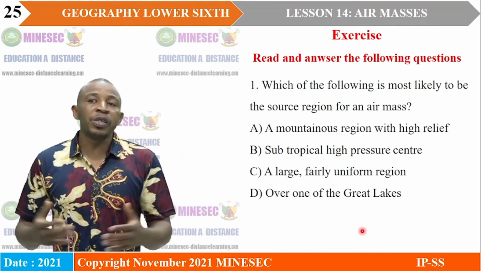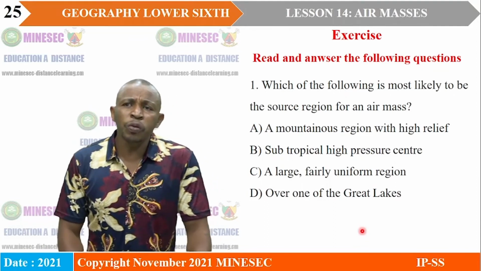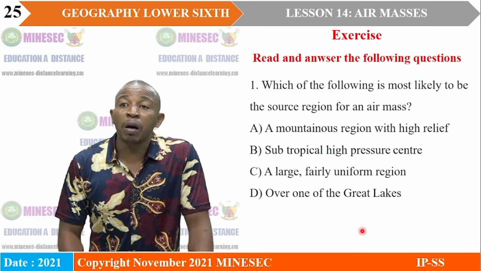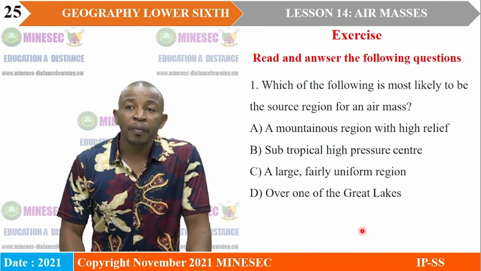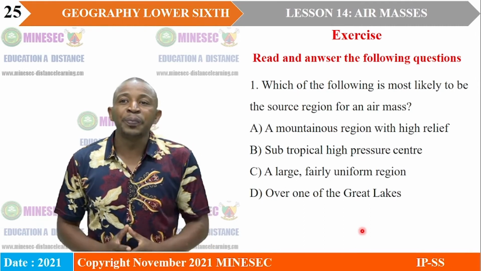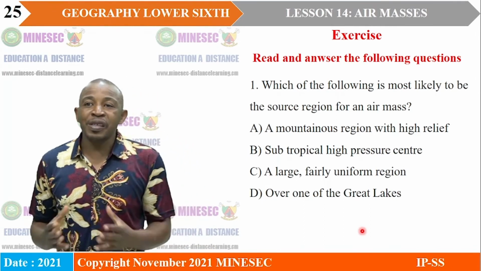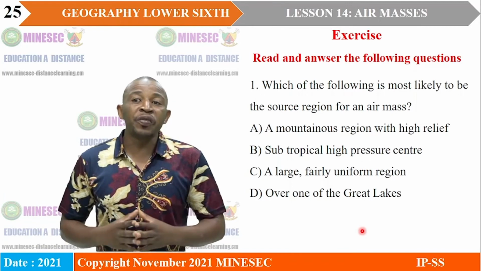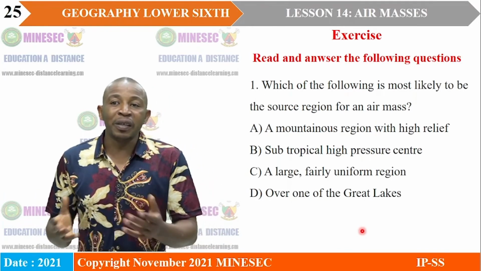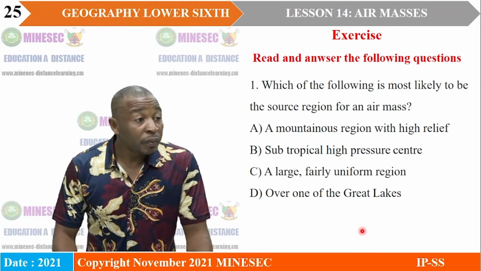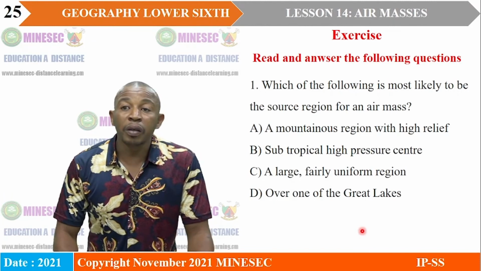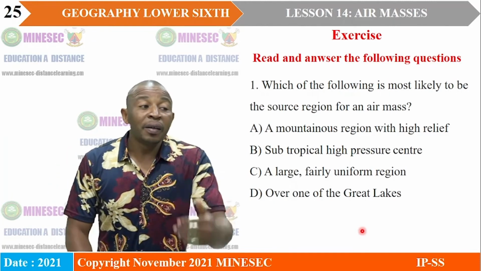Read and answer the questions that follow. Question one, which of the following is most likely to be the source region for an air mass? A, a mountainous region with high relief. B, subtropical high pressure center. C, a large, fairly uniform region. D, over one of the Great Lakes. Okay, so the correct answer here.